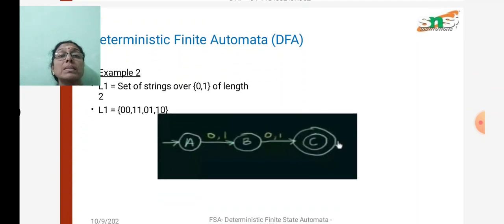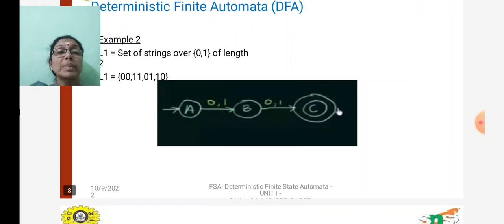The next example for the DFA is the set of strings of length 2. The language should contain only strings of length two over the symbols 0 and 1. It is a finite set of strings: 00, 01, 10, 11. These four strings should be in the set of accepted languages. This is the example diagram for the DFA.